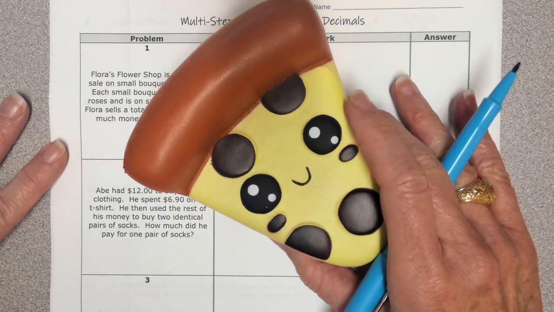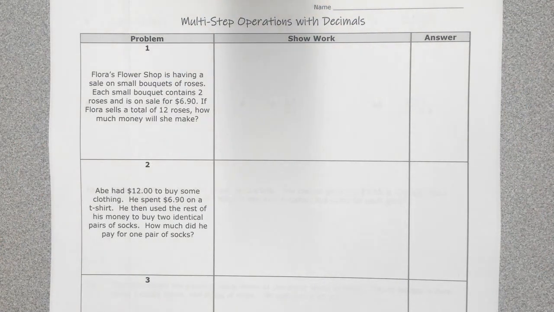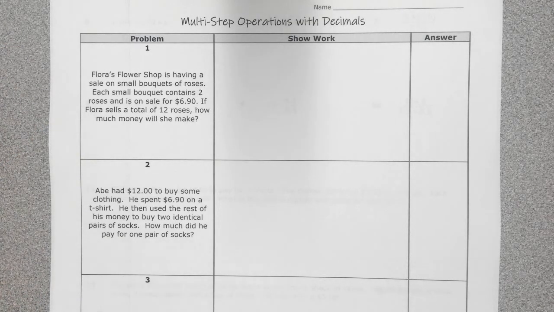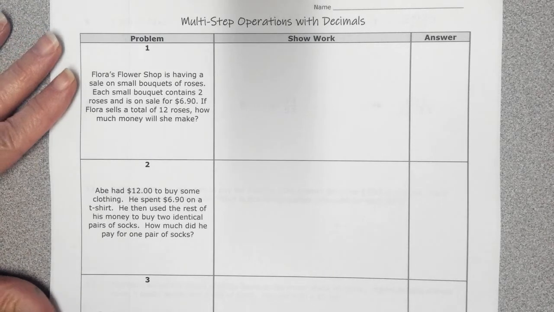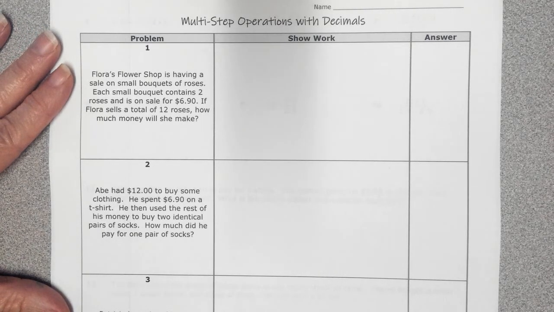Just wanted to make a quick video on multi-step operations with decimals. So remember in class when we did multi-step operations, it's just more than one step. And we're going to be dealing with word problems that have decimals in them. So I'm going to do a couple of problems here for you, and then we're going to look at some order of operations.